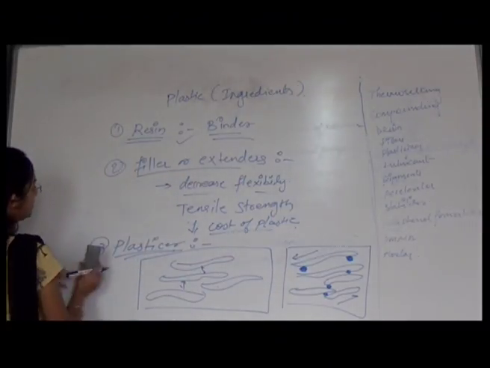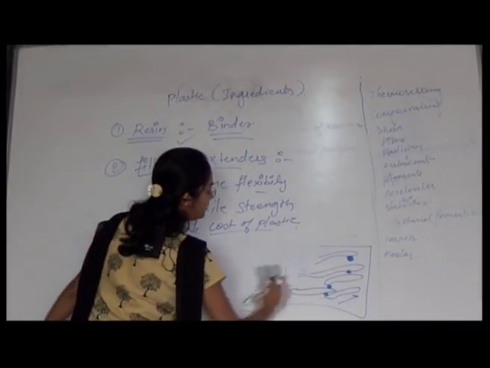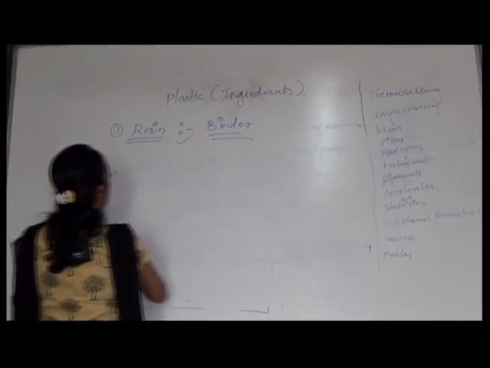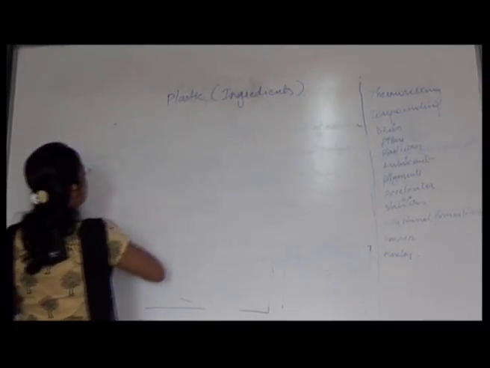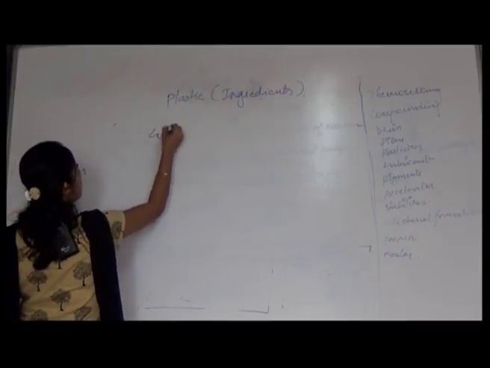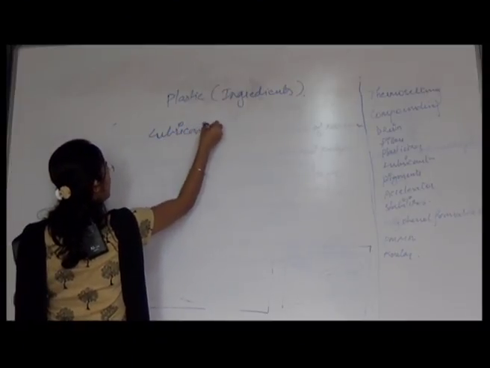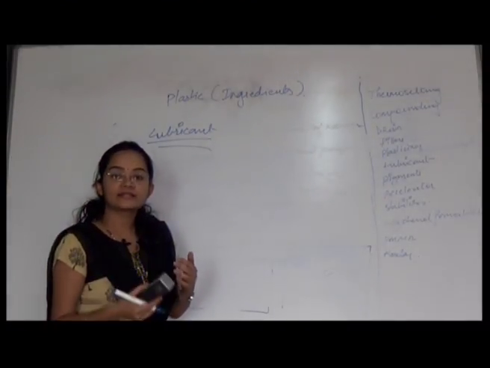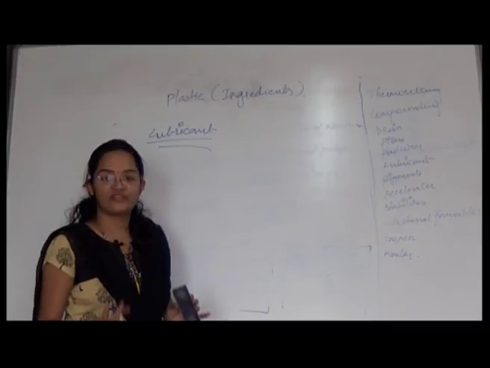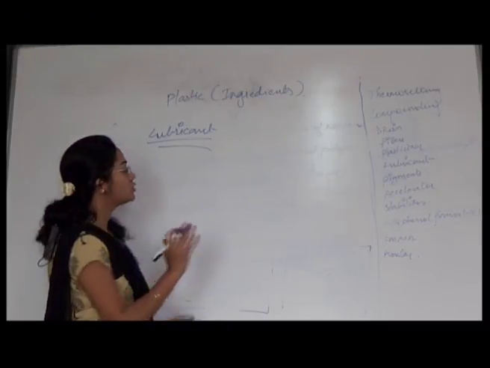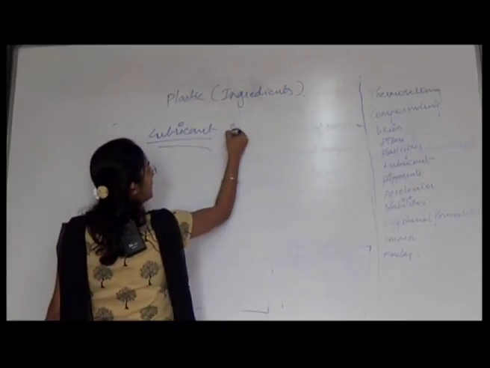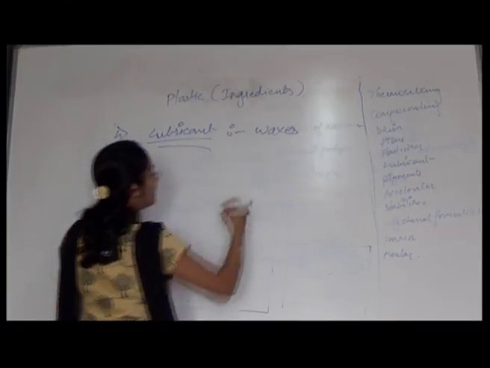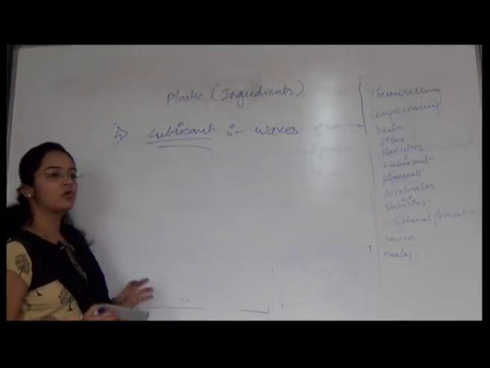So the next is lubricant. The next ingredient of plastic compounding is a lubricant. Now the role of lubricant, as we know, lubricants are things like waxes and oil, which reduce the friction between two matters. So the same is the role of a lubricant over here. For example, waxes.